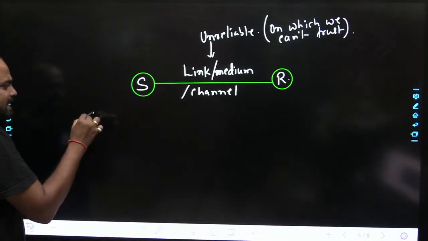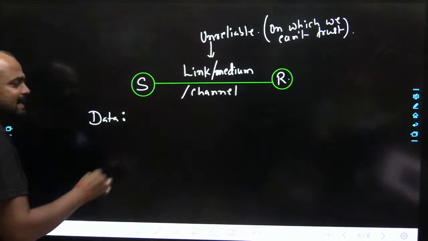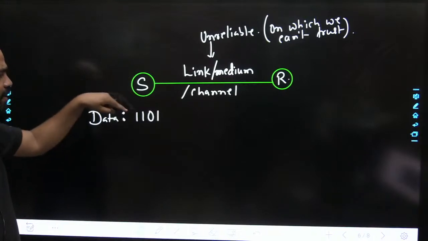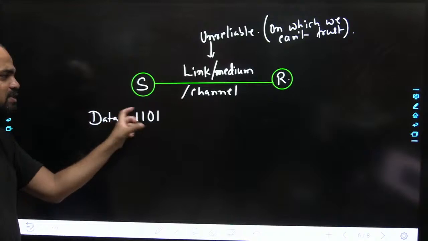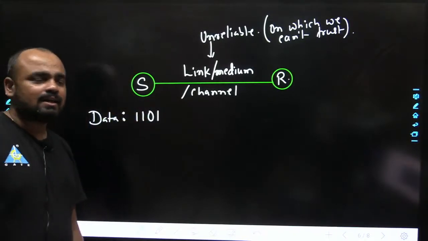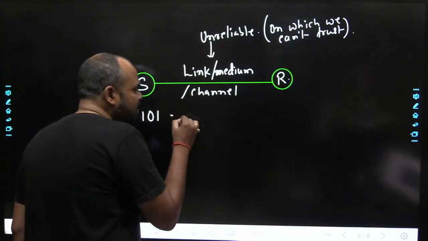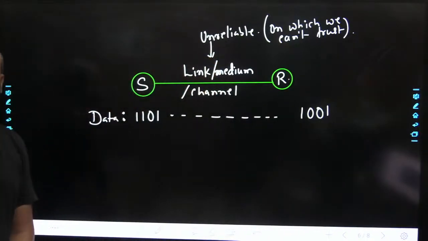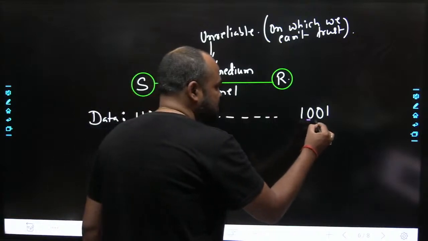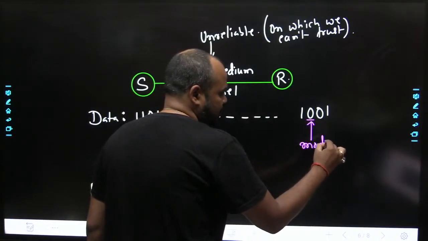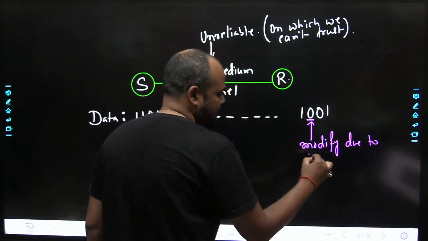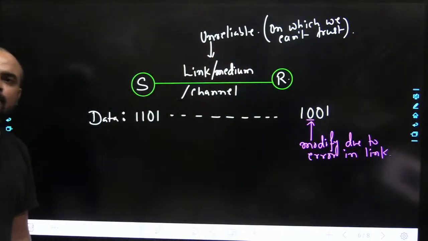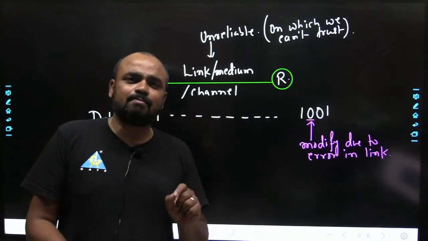What does it mean? See, suppose the sender is sending data 1101. Just take a simple data. The sender wishes to send the data 1101, and the medium is unreliable, meaning there is a chance that some bit will get modified. So since the medium is unreliable, the received data is 1001. This particular bit is modified in the link, or you can say medium. Since the medium is unreliable, there is a possibility that some bit can be modified.